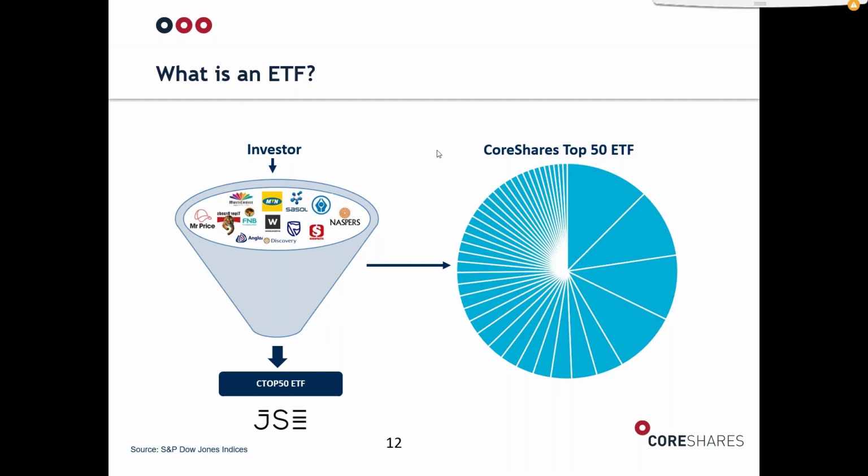So, for example, the Top 50 ETF holds equities, or shares in companies, that are listed on the JSE. It holds 50 of them. As I mentioned, it's got a cap of 10%. This is how we determine the risk of this ETF, on a look-through basis of its underlying shares.